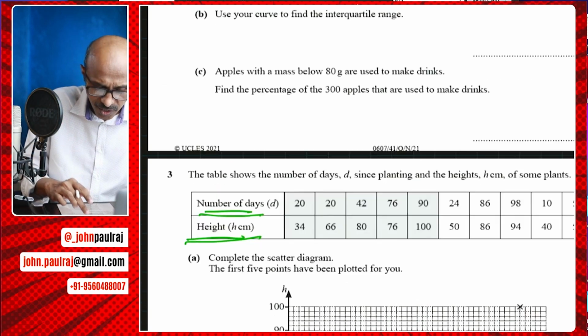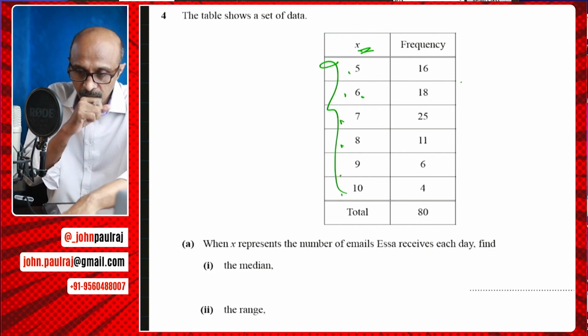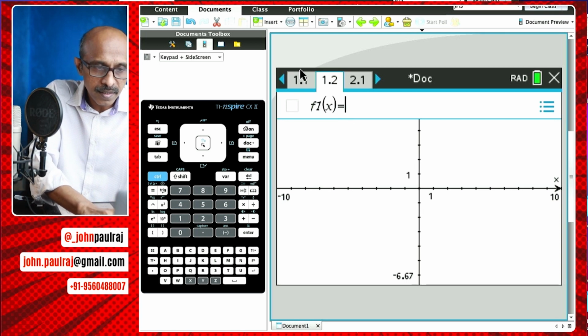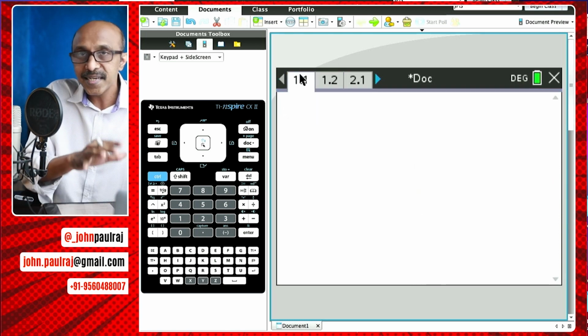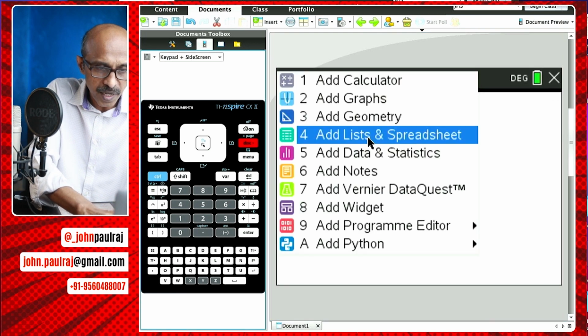Okay? So that being said, let's go and find out how we are going to enter these things for this first set. I'm going to jump to the calculator. Here we go. In all of statistics, the data has to be entered in the list and spreadsheet page. So I'm just going to add a list and spreadsheet page.